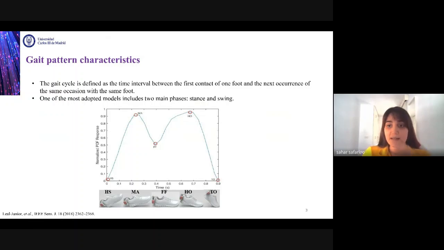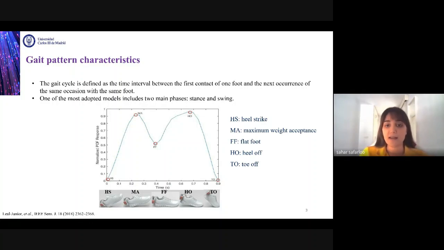The gait cycle can be divided into different phases with several models depending on the clinical aims. Nevertheless, one of the most adopted models consists of two main phases, including stance and swing. Here you can see the stance phase in the picture, which can be divided into 5 subdivisions. It initiates with the heel strike, followed by maximal weight acceptance, flat foot, heel off, and finally toe off. Below the graph, you can see the real positions of the foot at each stage.